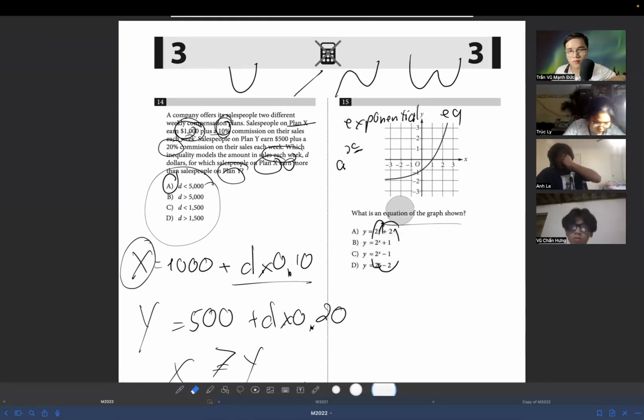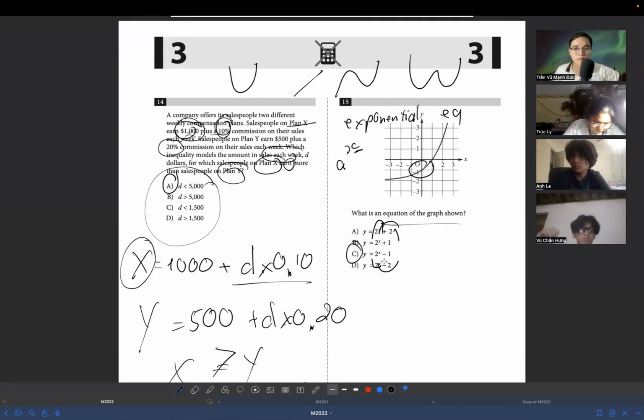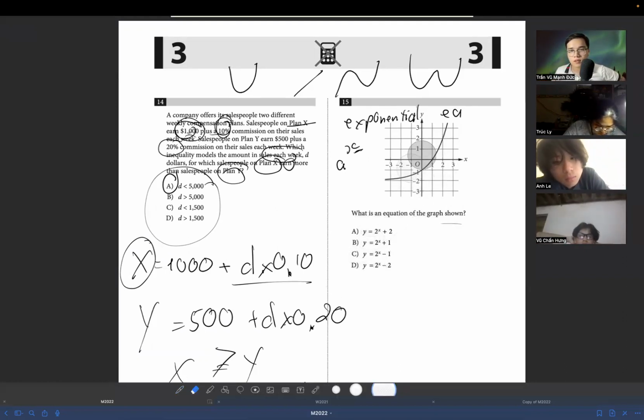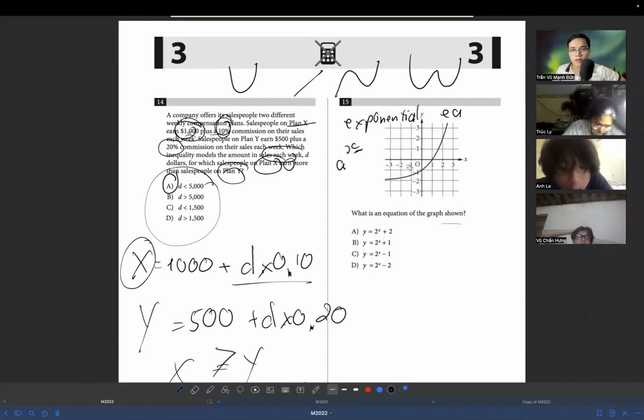What is this? 2 plus 1 minus 1 and minus 2. And we see the y-intercept here is -1. We're going to have to choose C. Very simple. Wait, no. If I shift up. Oh, yeah, no. This is a bit different. This is not the lowest point of the equation. The lowest point of the equation is this.